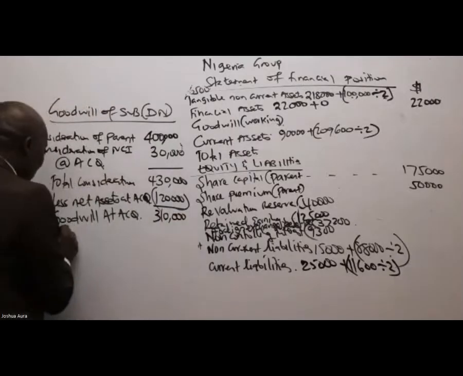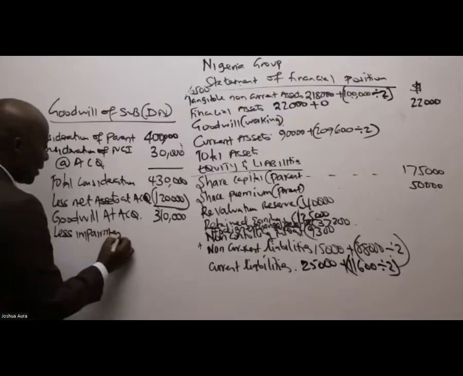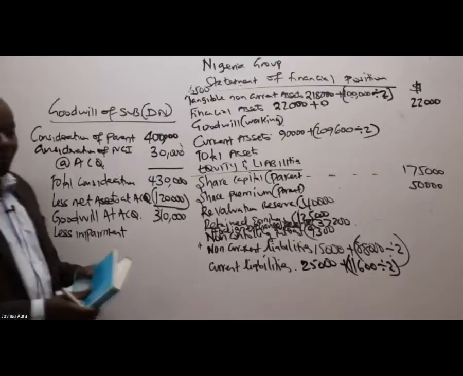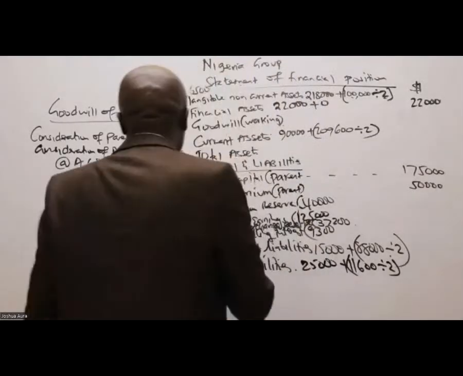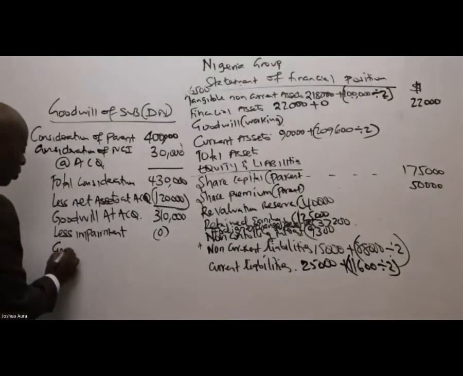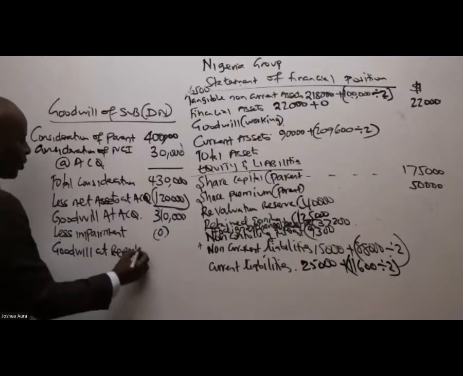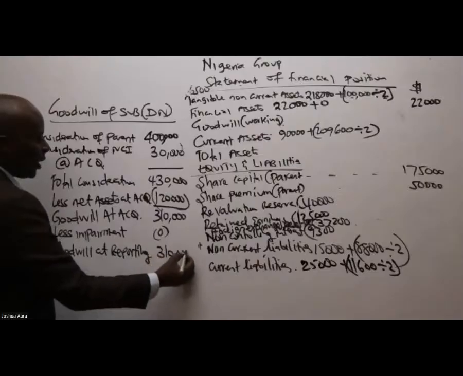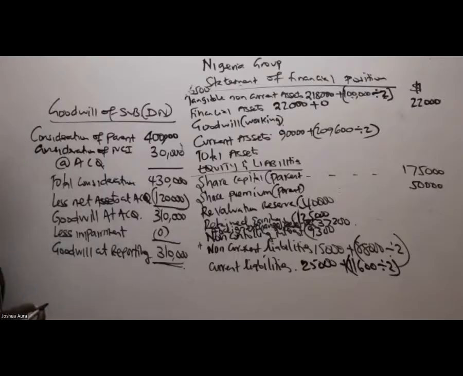Less any impairment. Are you able to see any impairment? Have they given us any policy regarding impairment? No impairment, isn't it? So impairment is 0. And then when you subtract, we get what we call goodwill at reporting, which basically will be 310,000.